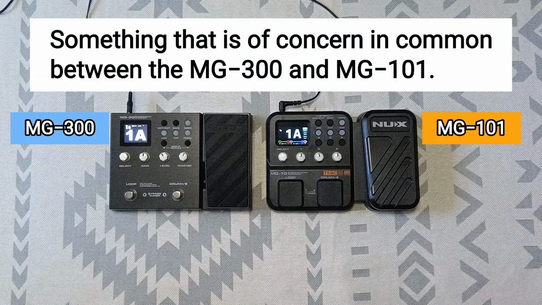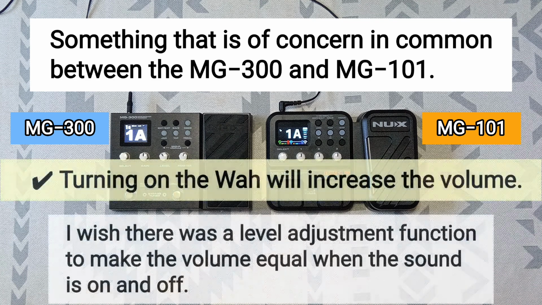Finally, there is something I would like to mention that is common to both the MG-300 and MG-101. That is, when you turn on the wah, the volume goes up. I wish there was a level adjustment function to make the volume equal when the sound is on and off.